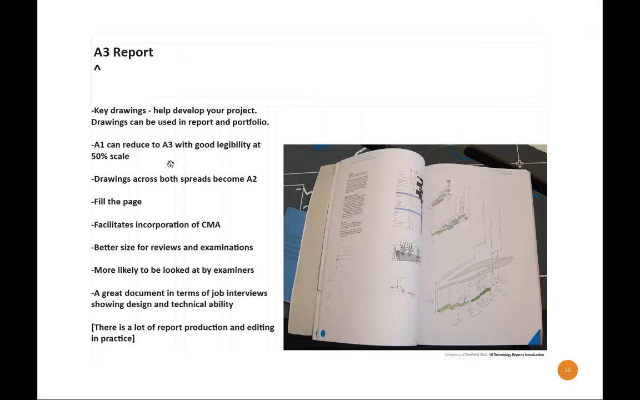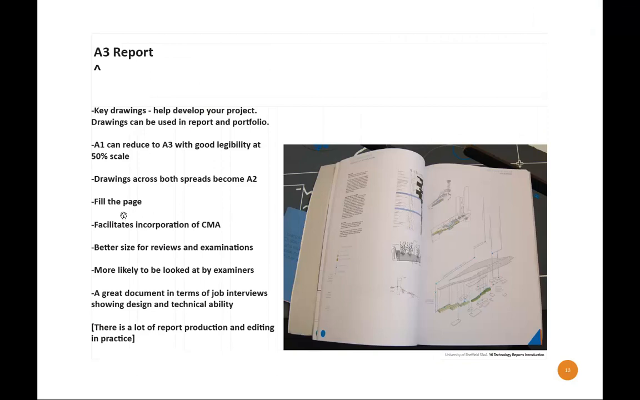The other benefit of A3 is that it's an A1 scaled down by 50%. So 1 to 100 becomes 1 to 200. So the drawings in the report are very legible. And if you want to, you can spread a drawing across both sheets, and that will give you an A2. Fill the page, I'm suggesting. For example, like here, let that drawing take the full page. Don't reduce the quality of your drawings by squashing them down too much.